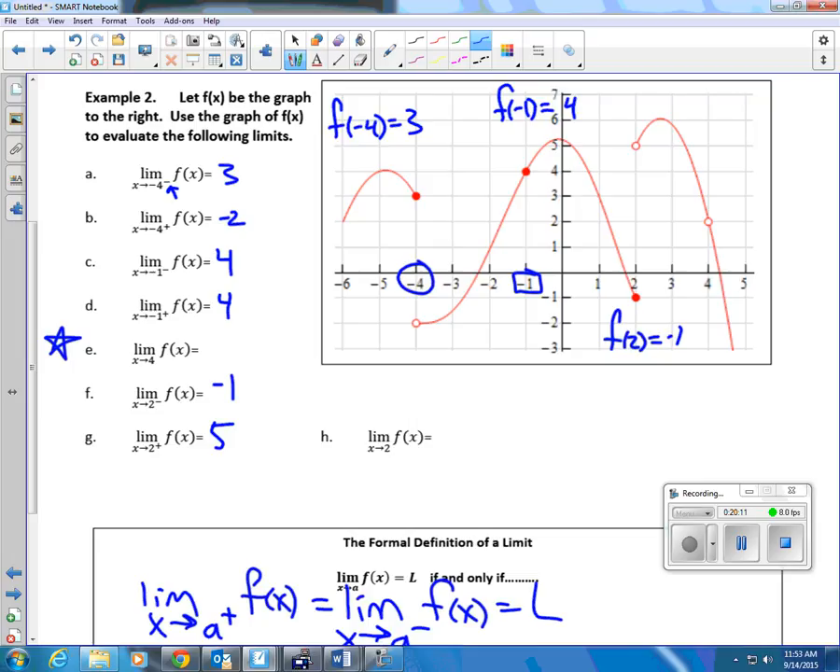So look at 4. Let's do 4 right now. It says the limit as x approaches 4. What does the left side equal? 2. What does the right side equal? 2. Those are the same, so the limit exists. It is 2. In this other situation, as x approaches 2, from the left it exists, from the right it exists, but those are different. So the two-sided limit does not exist.